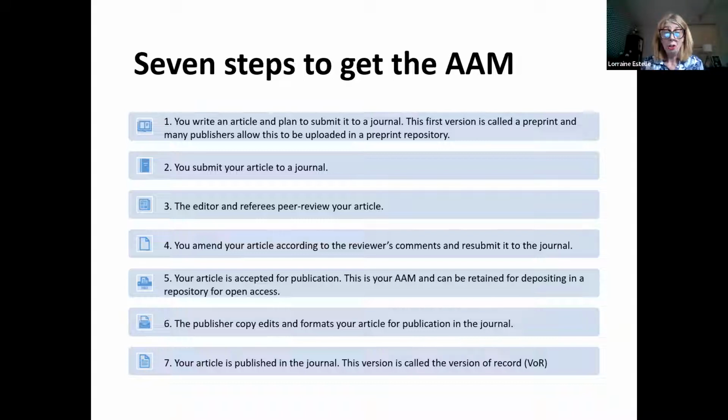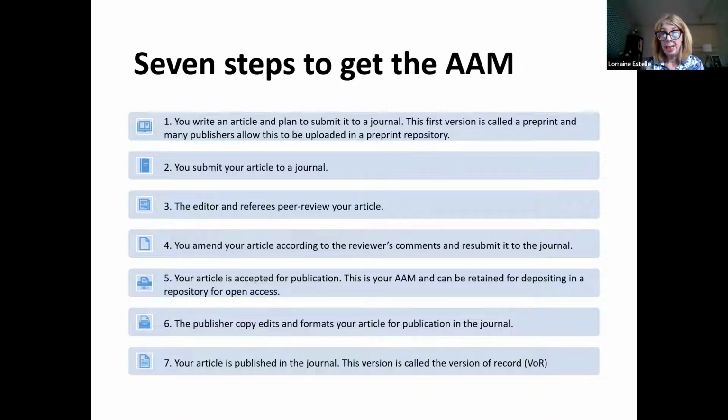So your article, that's the author's article, is accepted for publication. And this is your AAM. This is the version of the article that can be retained for depositing in a repository for open access. Step 6, the publisher copy edits and formats your article for publication in a journal. Step 7, your article is published in the journal, and this version is called the version of record.